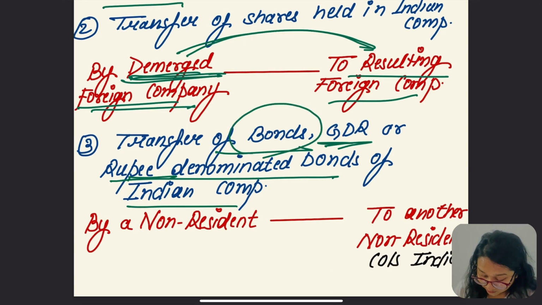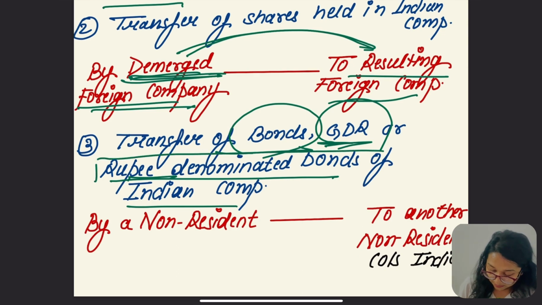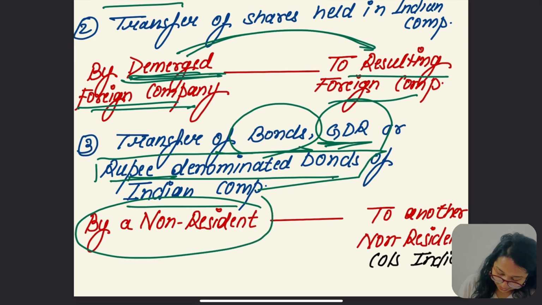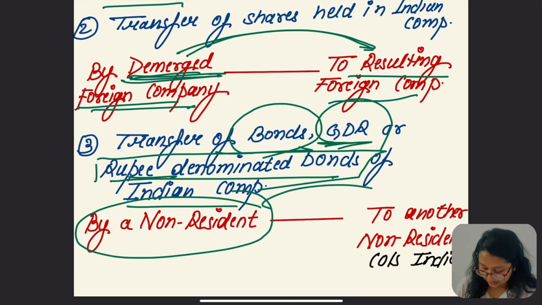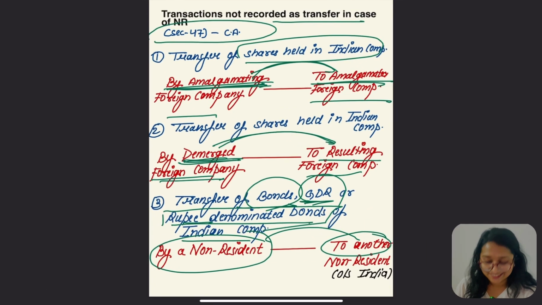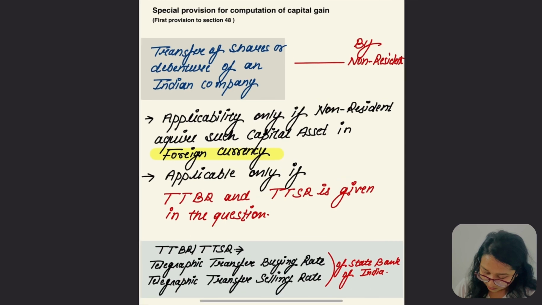Again, transfer of bond, GDR or rupee denominated bond of an Indian company, by a non-resident to another non-resident who is actually outside India. Hope this part was also clear to you.